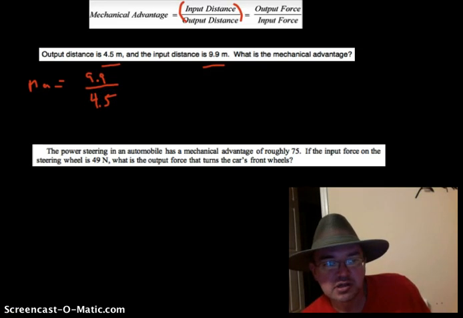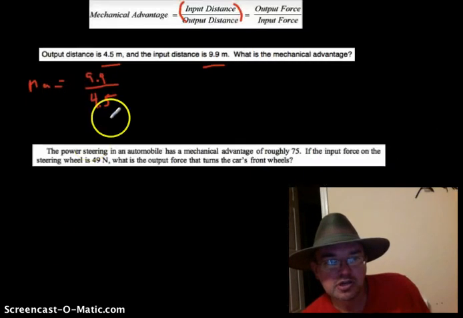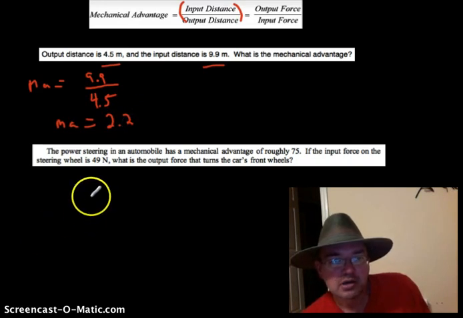So let's go down here to the dashboard. 9.9 divided by 4.5 equals 2.2. So do you get a mechanical advantage for that? Yes, you do, because 2.2 is higher than 1. And usually you get an advantage by using a machine that has a mechanical advantage over 1. Let's see what we have here.